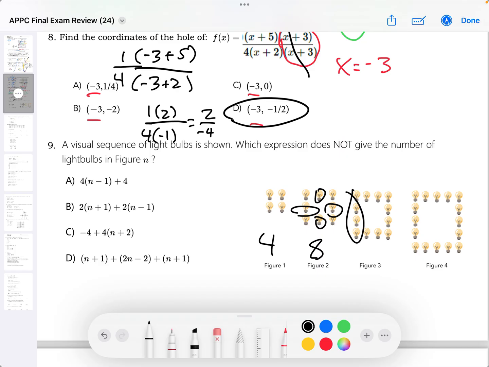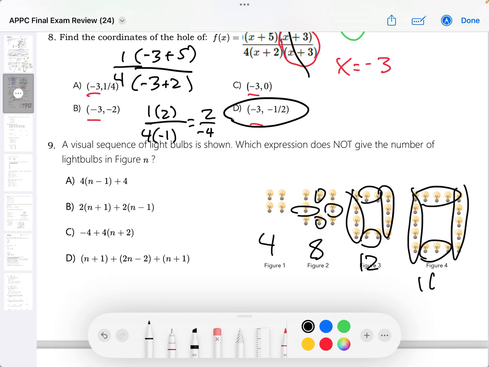The next one I've got 4, 4 in the middle, and another 4. That's going to give me 12. And then the last one I've got 5 and 5, 3 and 3, so 16. Linear growth, I'm going plus 4. So obviously I need to see a plus 4 in here somewhere. I'm kind of looking for something most likely that's going to look like that.